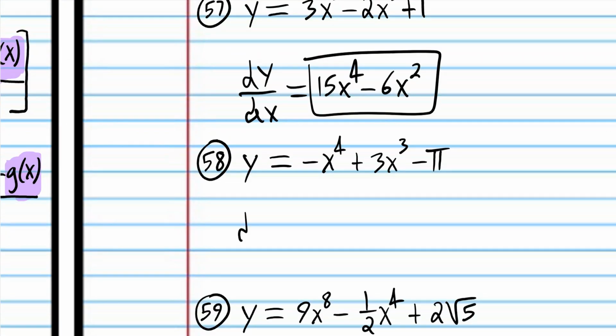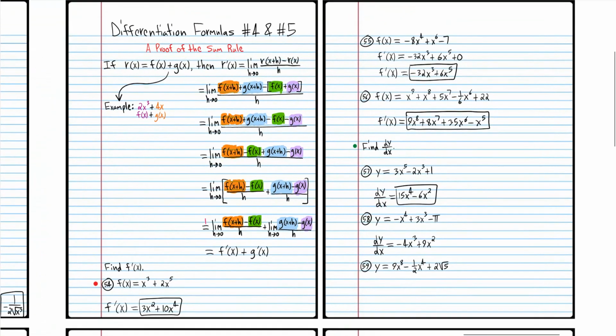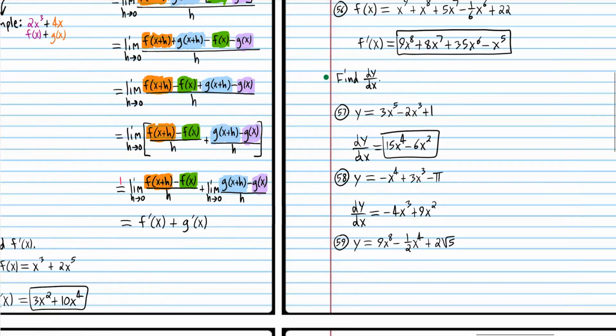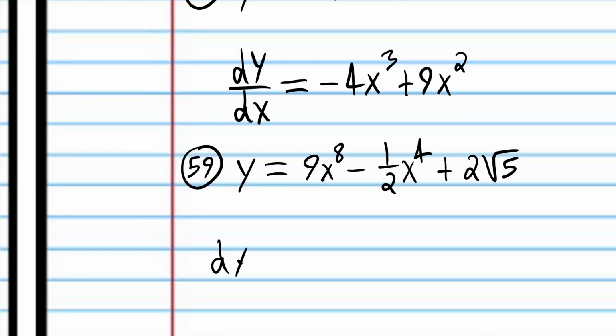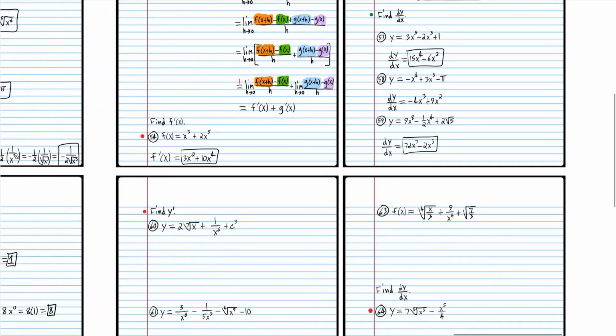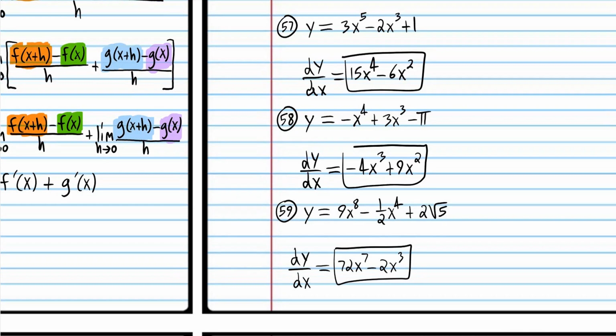All right, we're back. 0 because pi is a constant. So if you got that right, good. Again, we're using the constant multiple rule, rule number 1, the constant rule, rule number 2, the power rule, and we're combining all those. We're using those rules with the sum rule. So try number 59. When you come back, we'll do it together. All right, we're back. So 0, because again, it's just a constant. So if you got that right, excellent.